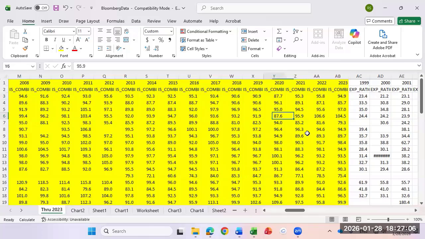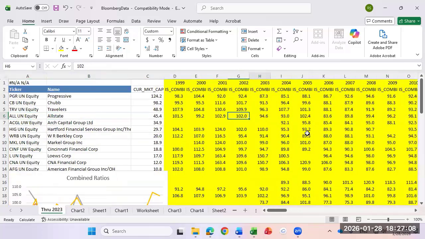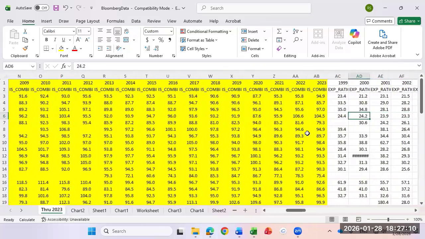What about this firm here? This is Allstate. Allstate had a really good year in 2020. Look at that. 87.6. That's really, really good. But look at the last 2 years. Why is Allstate doing badly when Progressive is doing well? What does Allstate do that Progressive doesn't really do? Homeowner side, yeah. And I don't know what happened in 2022, 2023, but it wasn't a good year for Allstate.